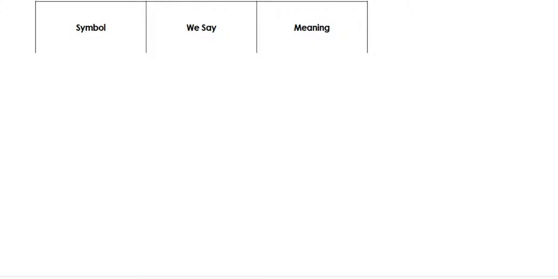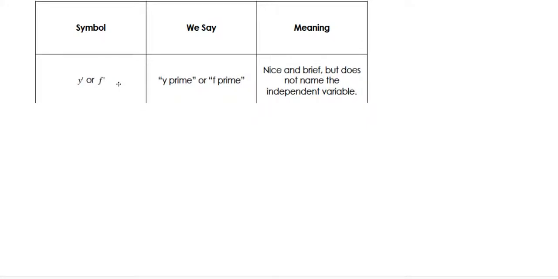So there's several ways that we can symbolize using a derivative. For example, we can say y prime or f prime. And these are nice and brief, but they don't necessarily name the independent variable. So let's say we had a function like f of x is equal to 3x squared plus 2x minus 4. I'm not going to go through all the steps to find the derivative, but if we did, we would know that the derivative f prime of x is equal to 6x plus 2. And we could symbolize it just like that.